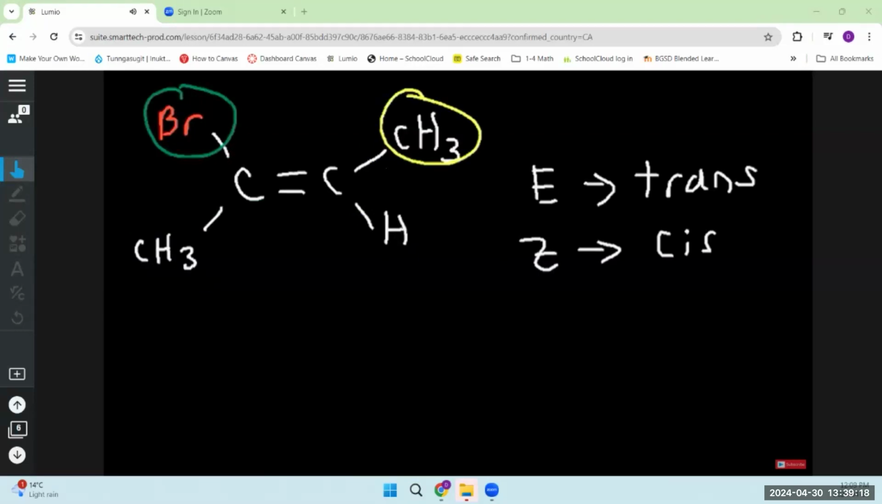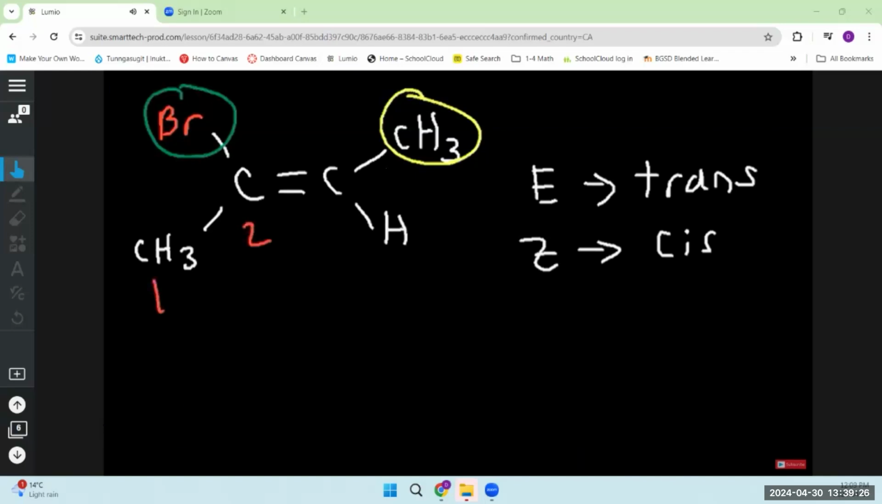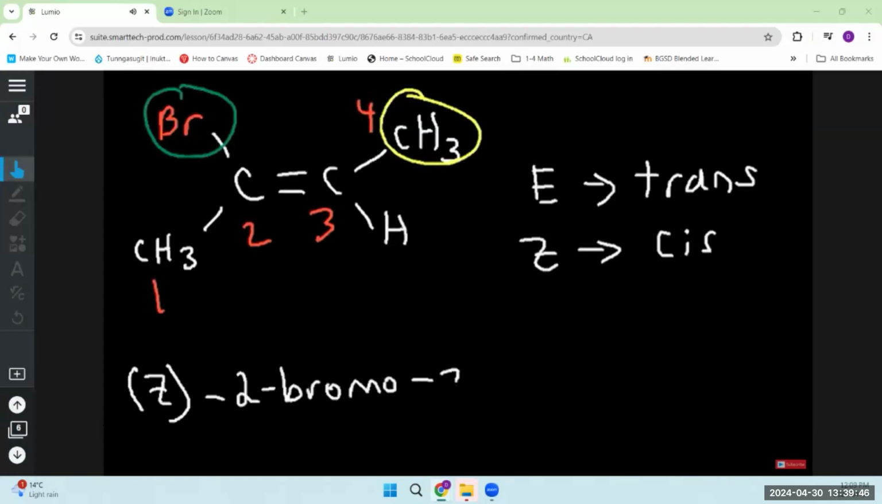Now, what about naming this particular molecule? What is the name for it? So let's identify the longest chain. 1, 2, 3, 4. We want to count from left to right so that the bromine atom is on carbon 2 instead of carbon 3. So this is going to be called Z, since we have the Z isomer, dash 2-bromo, dash 2-butene.